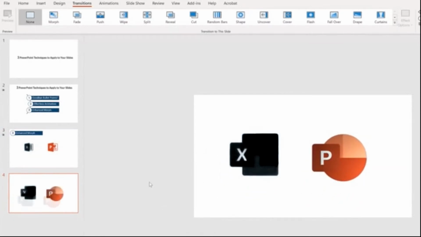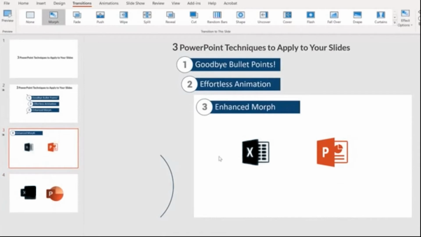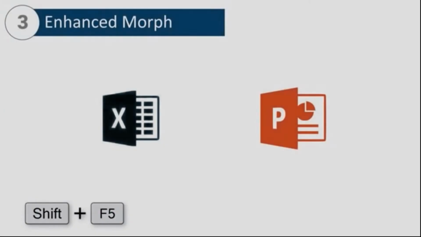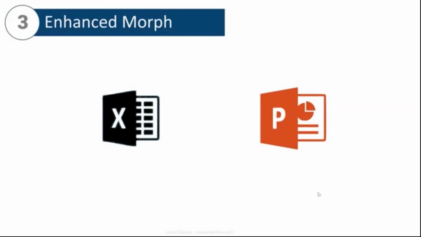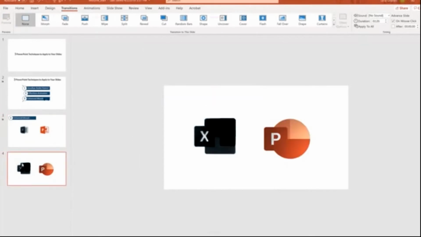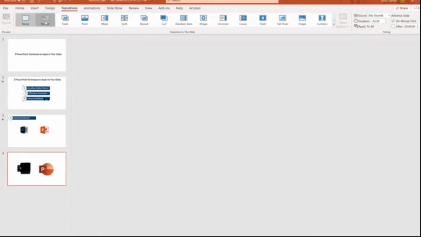Let's position these somehow central. If I wanted to present the new Office icons, I have no animation on this slide right now. Let's go to presentation view. This is how it looks, right? Quite boring. If I just go and say, I want to apply morph to this, let's see.